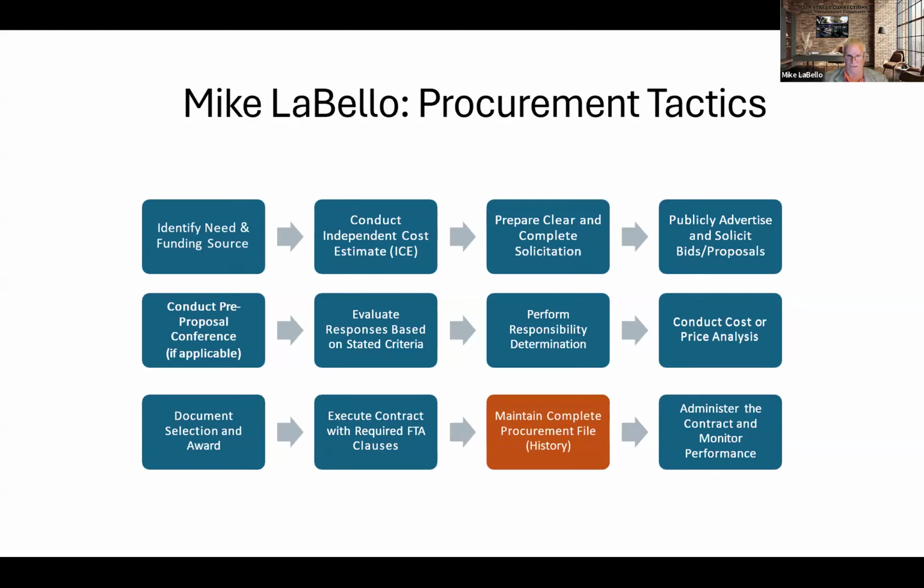It should include the price and cost analysis. It should include justification for the award. The signed contract, of course, is always useful to have in there, and any post-award documents that might have been signed. For instance, if you purchased a vehicle, you should have a signed Buy America certification within your procurement history.